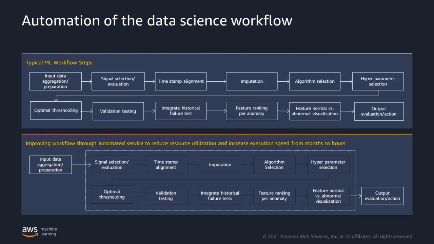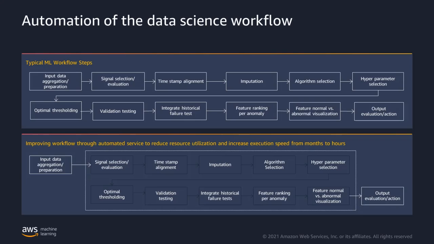Then you'd actually get to the algorithm selection and the hyperparameters, figuring out how to create the thresholds and score the models and integrate the historical failure labels, give out the feature rankings. All of this is a step-by-step process. And for anyone who's done a lot of data science work, you could probably understand that every single one of these boxes is still high level, and there's a number of steps underneath that also need to be thought through.